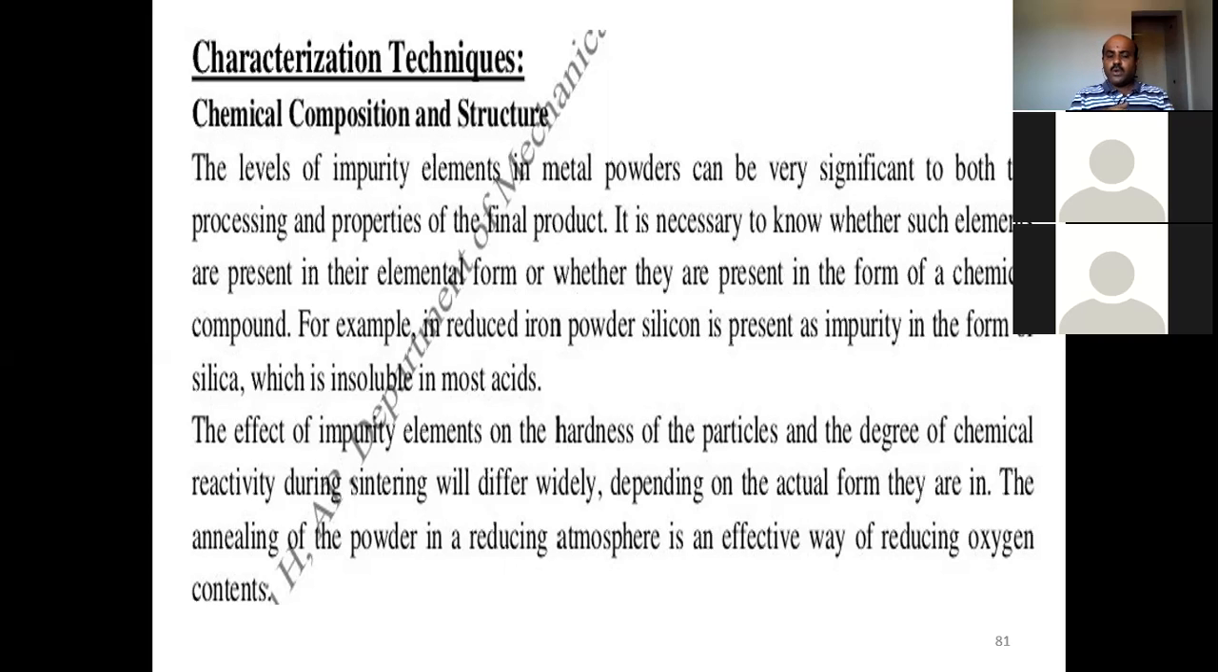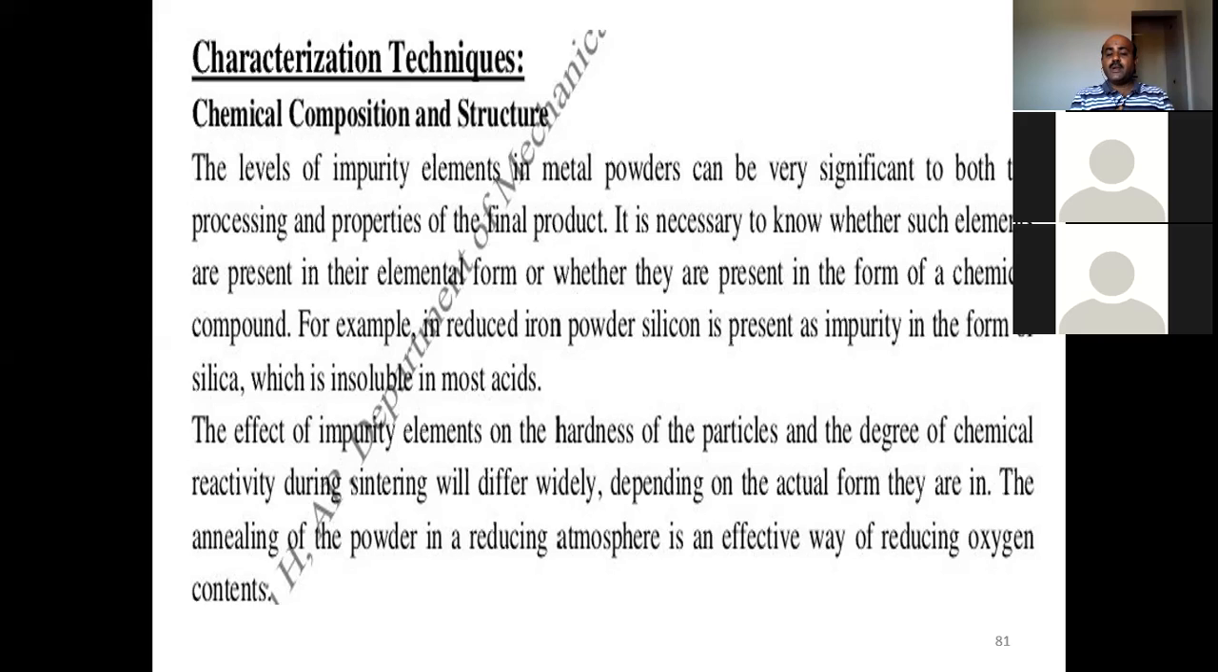So first, we should know why we need to identify how much impurity is present in the metal powders being produced. A simple example: in a reduced iron powder, silicon is present as an impurity in the form of silica, which is insoluble in most acids.